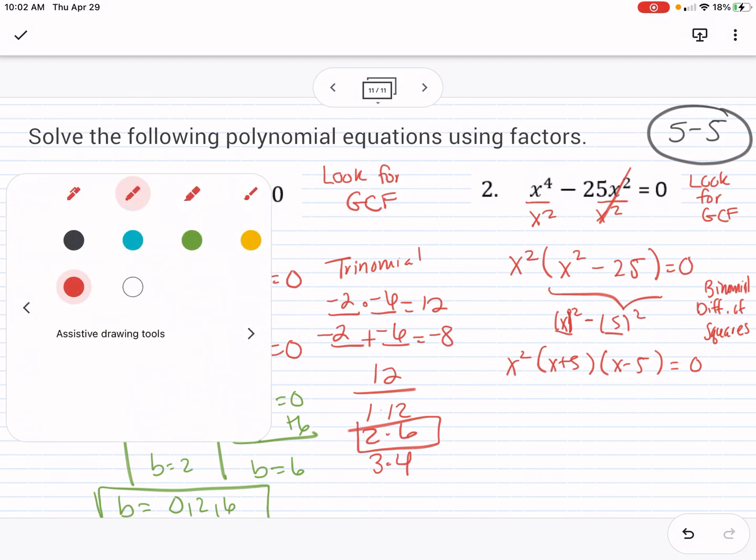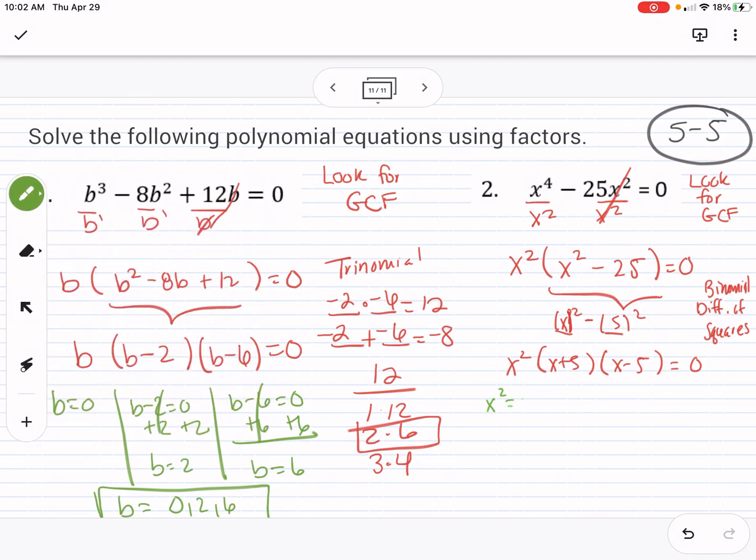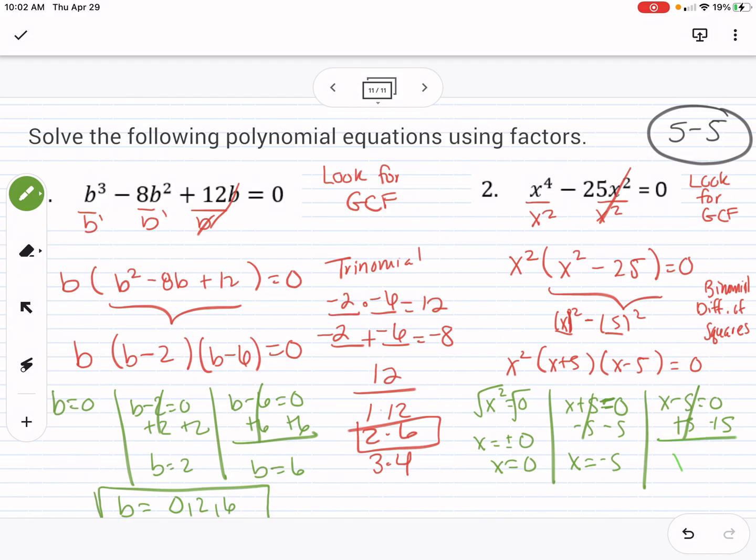Now that we have all our factors, we're going to set them each equal to 0 and solve for x. The opposite of x squared would be to square root. So x would equal positive or negative square root of 0 or just 0. There's no such thing as positive or negative 0, so this one's just 0. Here if you do minus 5, your solution is negative 5. And on the last one, we would do plus 5. So our solution is positive 5. So this one had 3 answers, 0, negative 5, and 5.